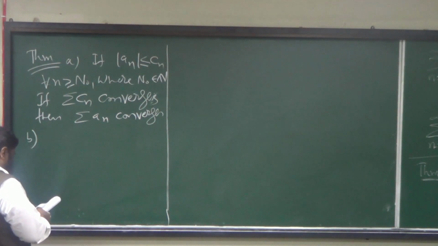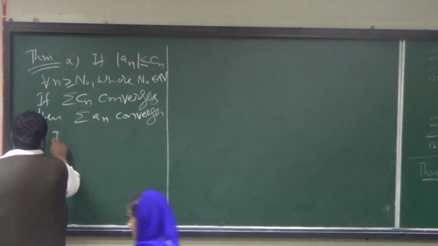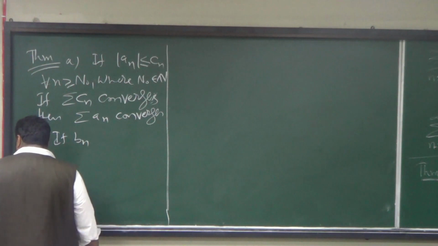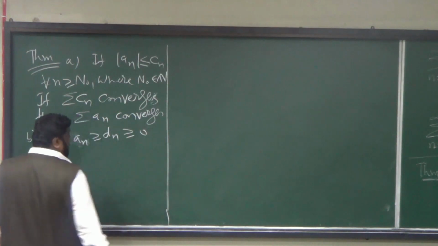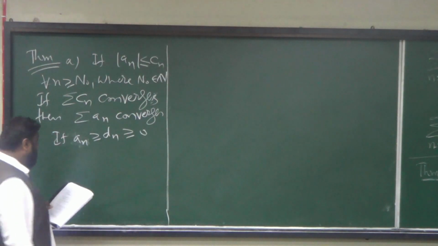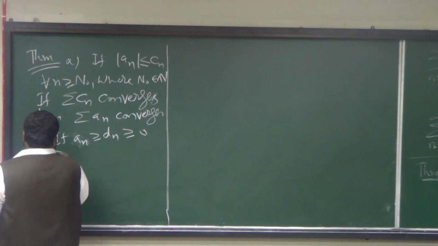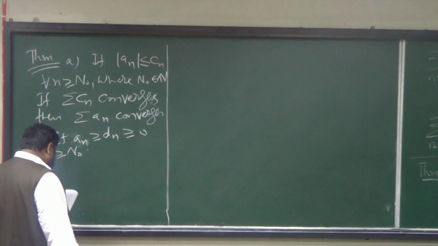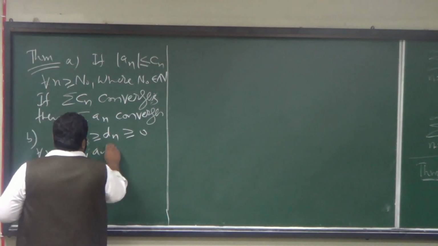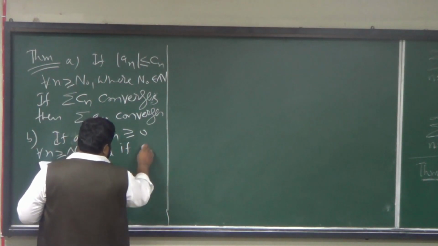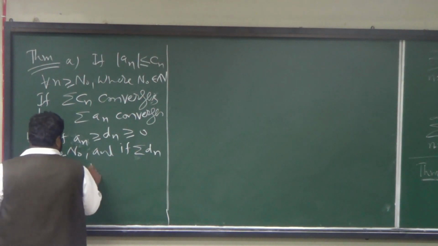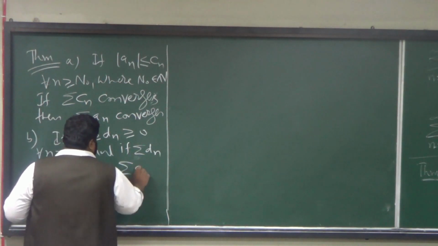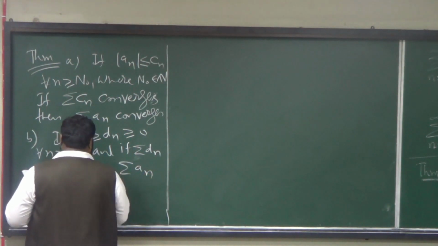The second part is that if you have An bigger than or equal to Bn, which are non-negative, for all n bigger than or equal to n naught, and if the sum of Bn diverges, then the sum of An diverges. Okay?